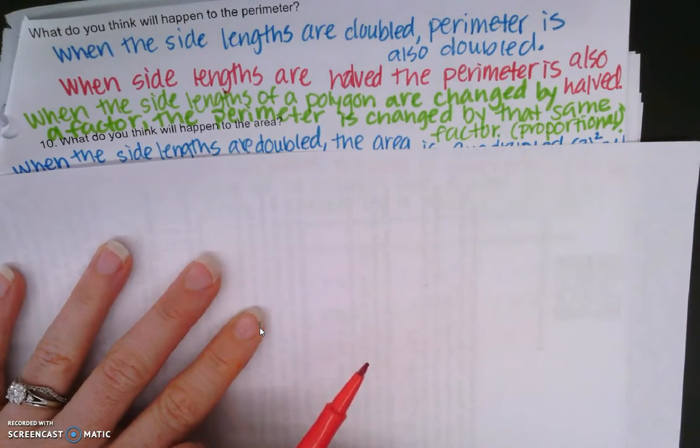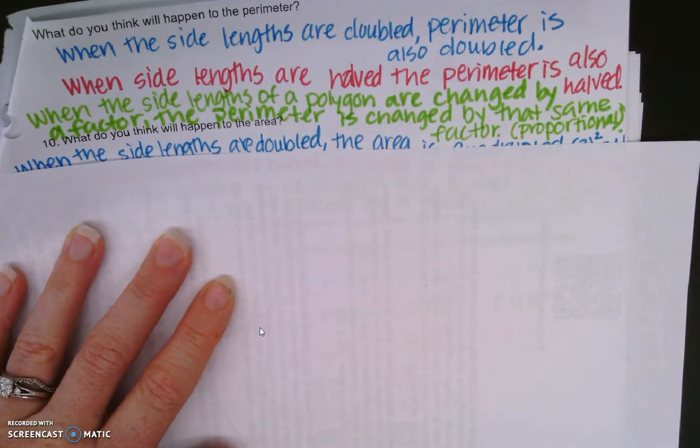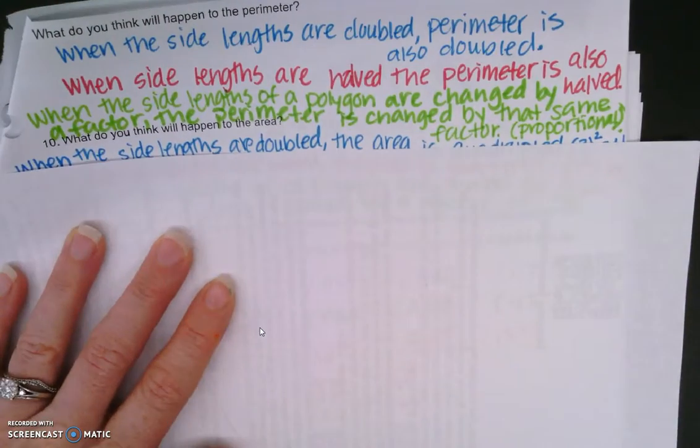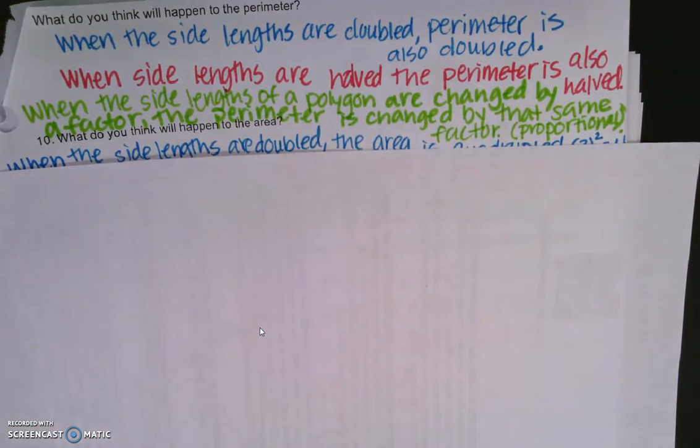So we know that side lengths and perimeter are proportional. The lengths changed by the same factor. The side length is doubled, the perimeter is doubled. The side length is halved, the perimeter is also halved. If you need to pause the video to copy this down, please do so and continue.